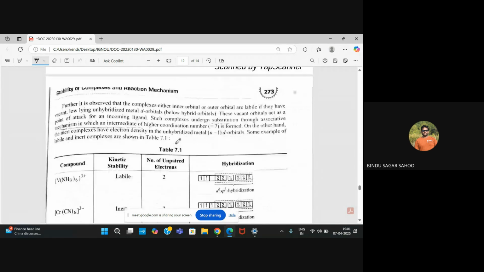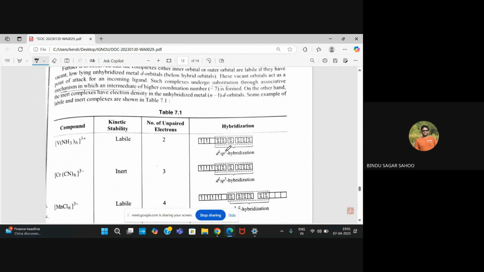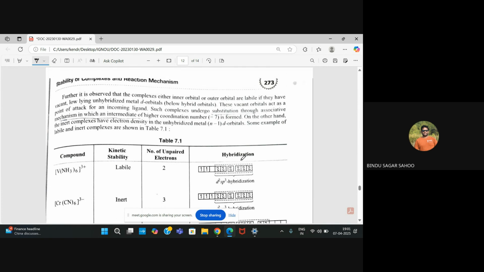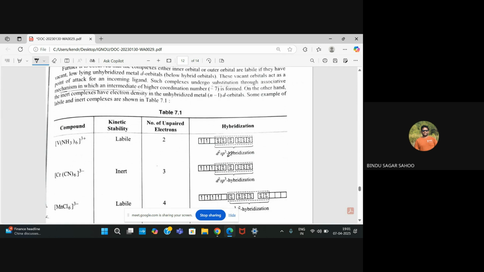But experimentally, it is found that some of the inner orbital complexes are also labile, and some of the outer orbital complexes are also labile. And what is the exception? The exception arises due to the vacant orbitals, particularly. So you can see here in vanadium hexamine complex, the hybridization is d2sp3 hybridization. So it is utilizing the inner d orbitals for the hybridization. So the complex will be an inert complex.